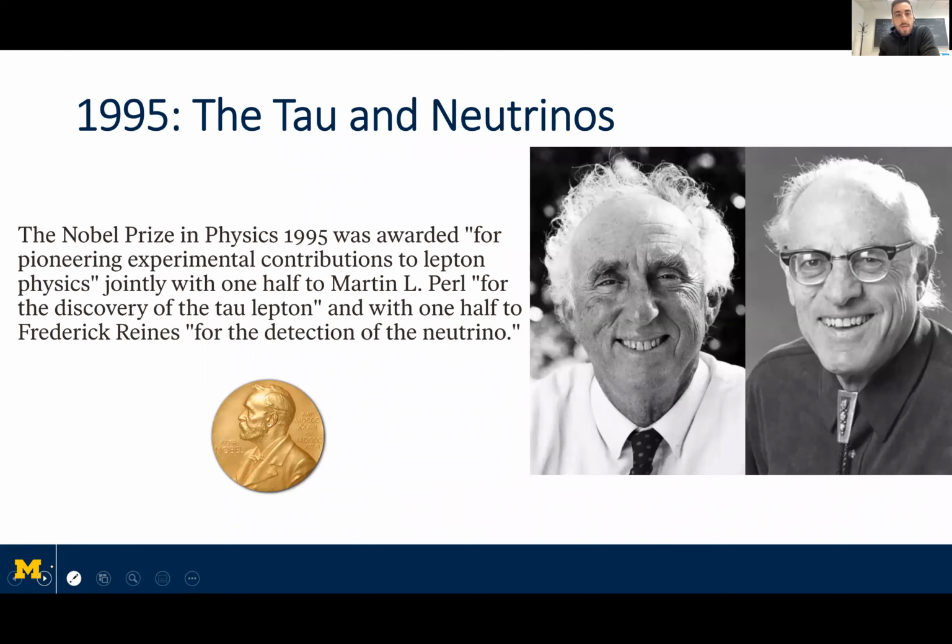Even more recently, the tau and the neutrino Nobel Prizes were given to Martin Perl and Frederick Reines. So now we have new particles on the scene, like the tau, which is an even heavier version of the electron. So it was the electron, then the muon, and now there's the tau. And then you also have the neutrinos, which are the ghosts. They only interact through the weak nuclear force and through gravity. So now we have even more particles to include.